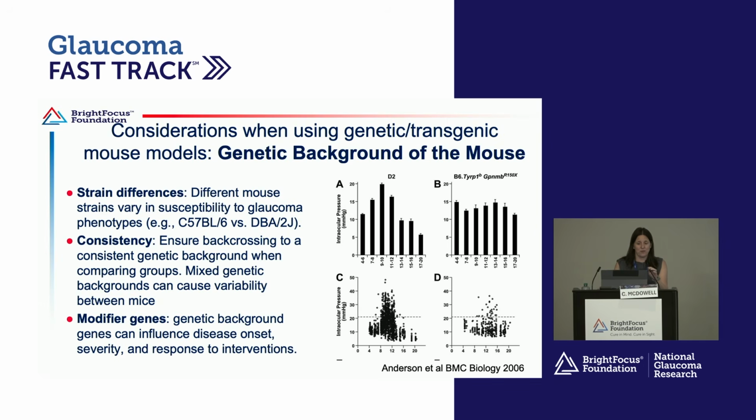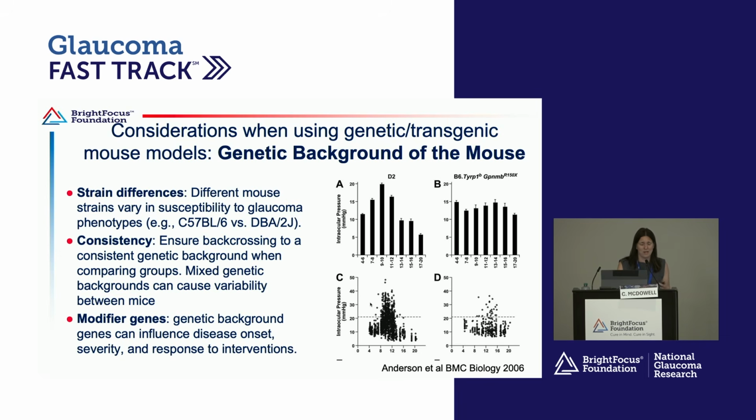Now, in my opinion, the most important consideration when using genetic and transgenic mouse models is the genetic background of the mouse. So I think Rob already showed us some interesting data from his work with optic nerve crush on the importance of genetic background. But we can't emphasize this enough that different mouse strains can vary in the susceptibility to glaucoma phenotypes. And one really great example of this is coming back to the DBA2J model.